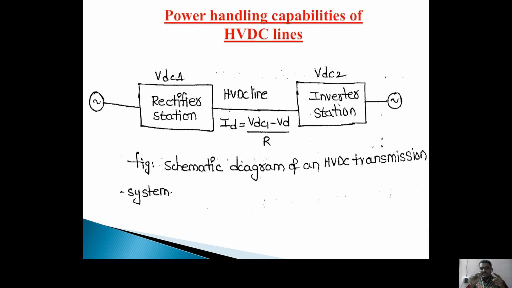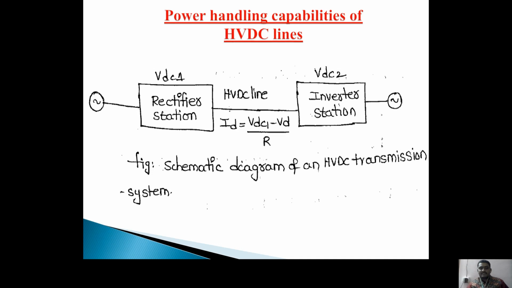For this HVDC transmission, we have to use the rectifier and inverter. Here in the rectifier station, we have the voltage VDC1, and at the inverter station, we have the voltage VDC2. In the line, we have the DC current, ID equals (VDC1 minus VDC2) by R. This is the DC current. By using this diagram, we have to determine the power handling capabilities of the HVDC line.